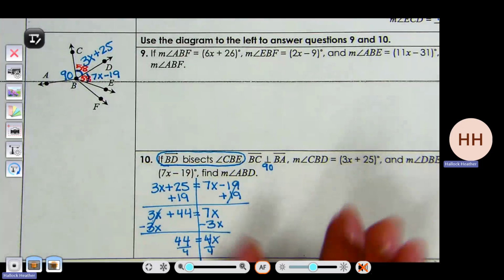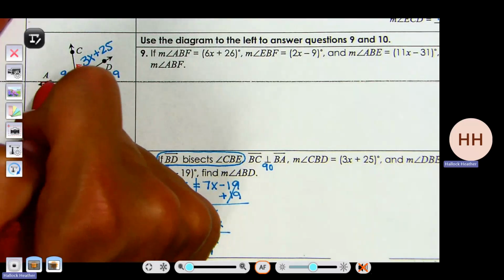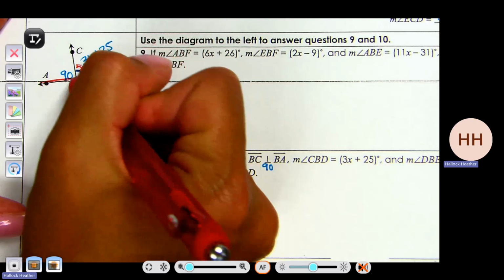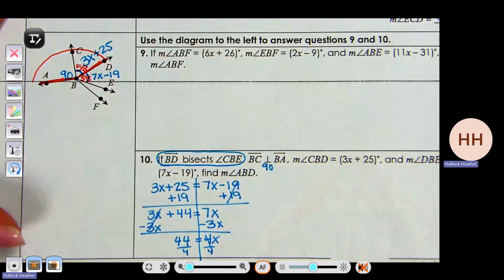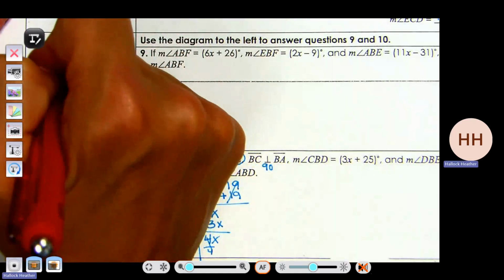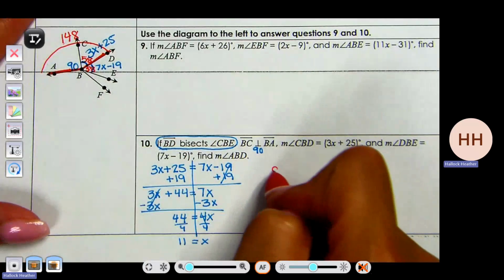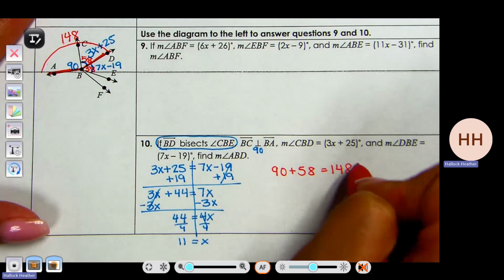So now if I look at my picture, it says I need to find ABD. A starts here, I go to B, I have to end at D. So if I need this whole thing, what should I do? Add 58 and 90 together. How much is 90 plus 58 in total? 148. So down at the bottom, I'm just going to show that I did 90 plus 58, which is 148 degrees.